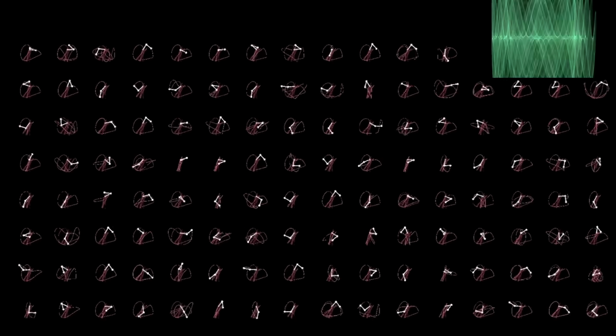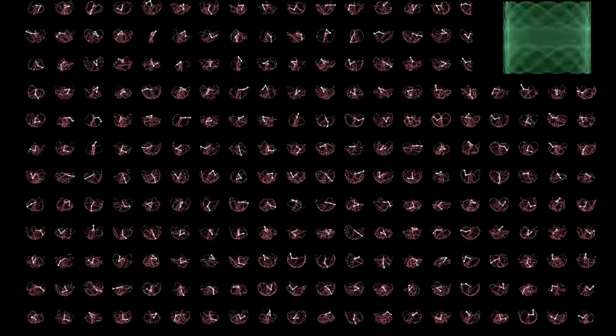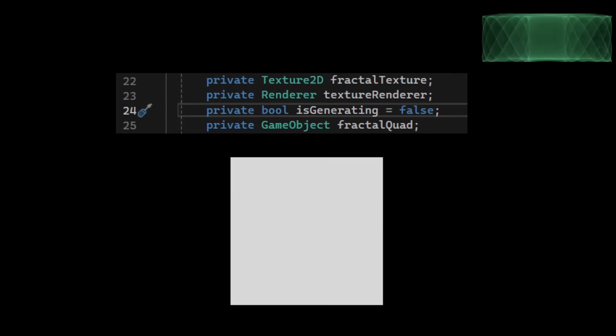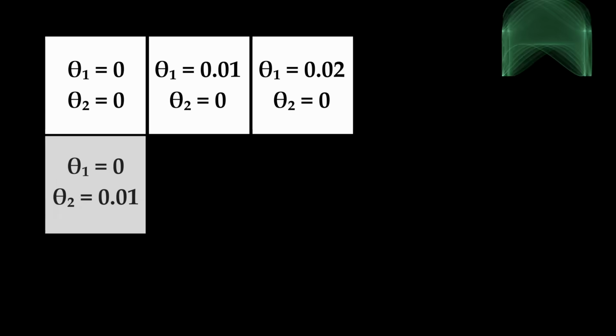Well, that's certainly a lot of pendulums, but I'm not seeing much. I think I need a more rigorous approach. Let's try out a pixel mapping system. In this method, a texture is designated, and each pixel on that texture represents one starting condition, and the conditions are minutely adjusted across each pixel.